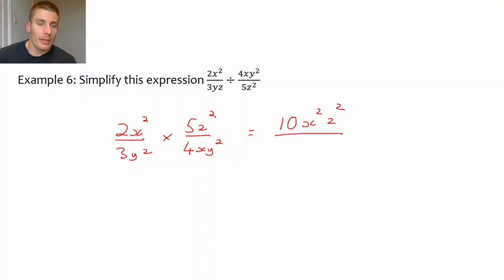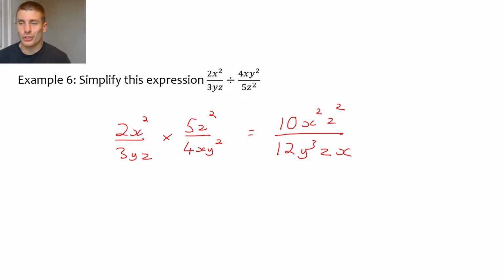And that's all over the bottom. 3 times 4, which is 12. You've then got y times y squared, which is y cubed, adding the powers 1 and 2. And you've got z, and there's no z over here, so we can just write the z over here. And we've got x here and no x here, so we're just going to write it as x. Okay, that z's a bit confusing, that's a z down there.